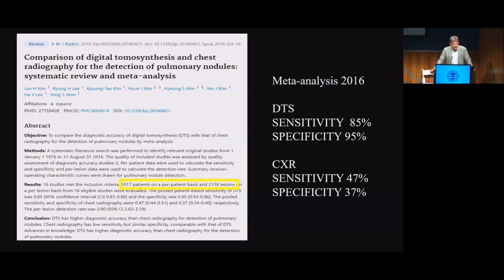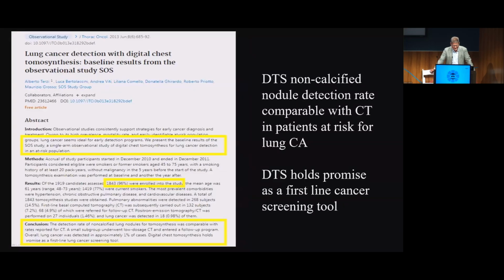When tomosynthesis is compared to chest X-ray in a meta-analysis published in 2016, really helps to have my glasses on and my eyes working, you can see there was substantially better sensitivity and specificity of the tomosynthesis device.